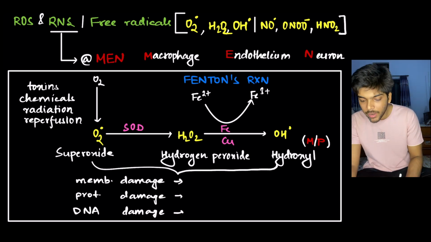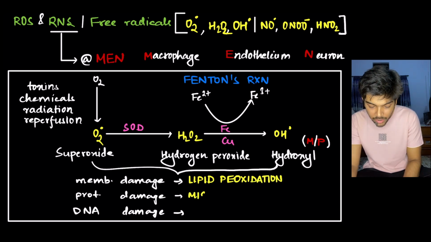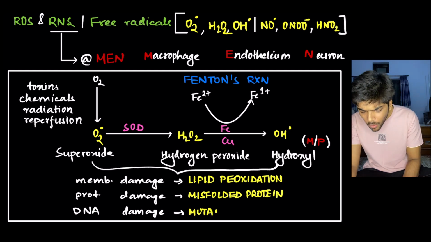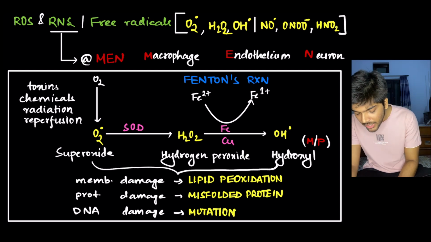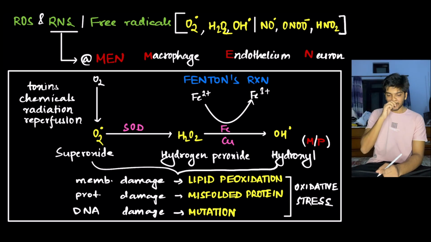The membrane contains lipid, and these reactive oxygen species bring about lipid peroxidation. The protein gets denatured and misfolded. So you get misfolded protein. When DNA gets damaged, it leads to various types of mutations. And all these injuries taking place within the cell is what we refer to as oxidative stress, because the stress on the cell is as a result of reactive oxygen species. So, oxidative stress. Okay.